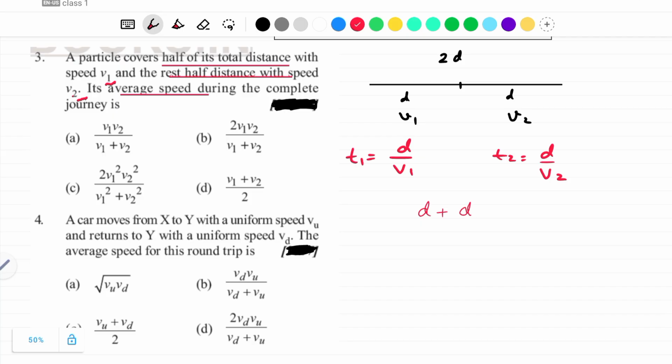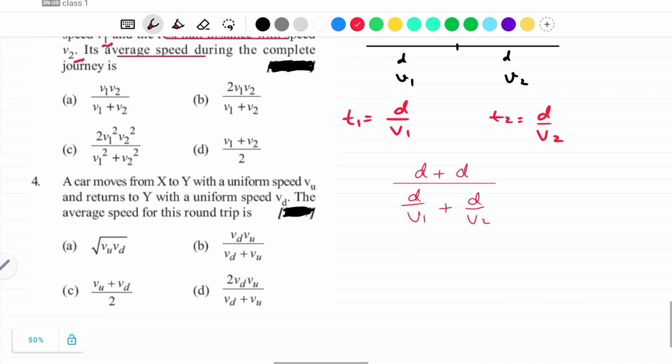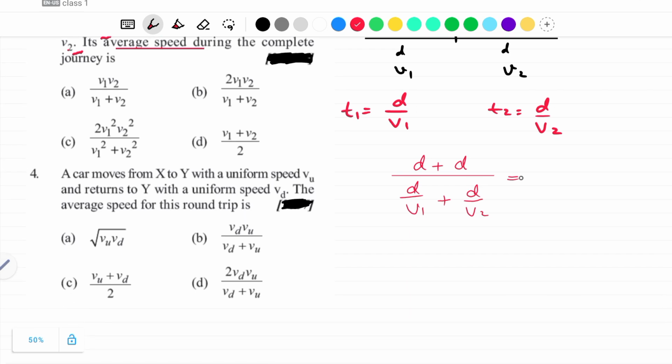Total distance covered is d plus d. And what is the total time taken? So time is d over v1 plus d over v2. Now students, d plus d is nothing but 2d.